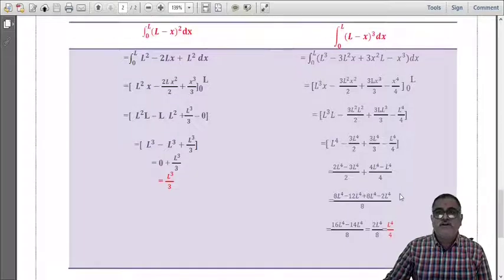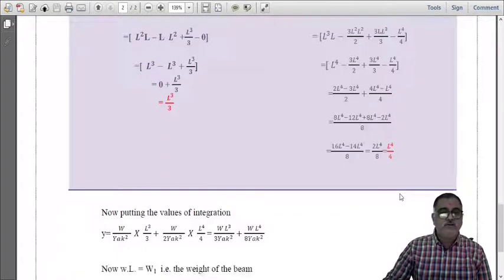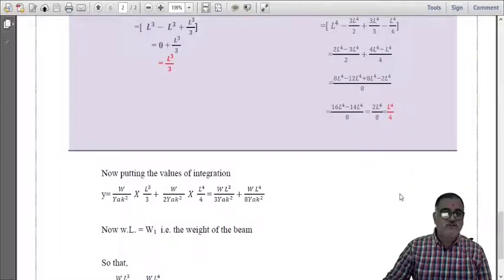This is the value of this integral, and now putting the values of integration in the basic equation, the equation y is nothing but w by y ak square multiplied by L cube by 3 plus w by 2 y ak square into L raised to power 4 by 4. We can write w L cube by 3 y ak square plus w L raised to power 4 by 8 y ak square.